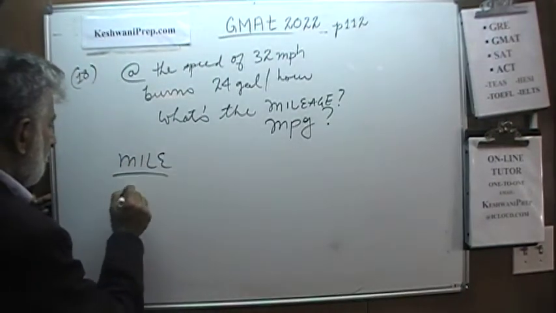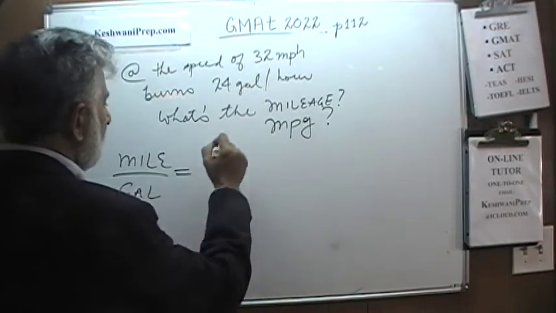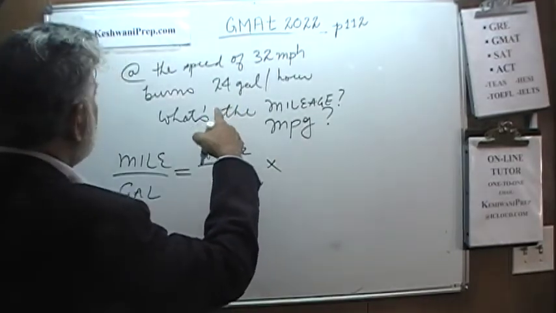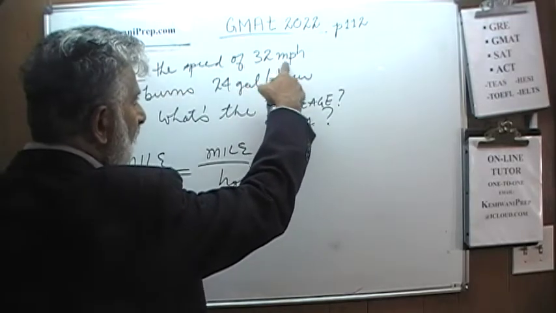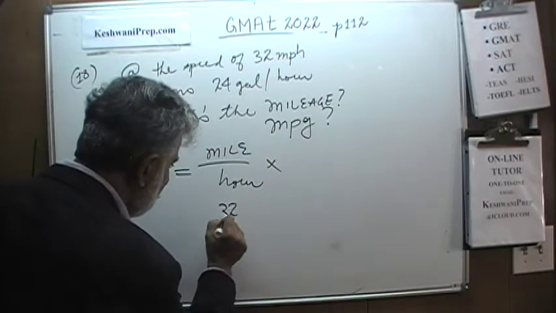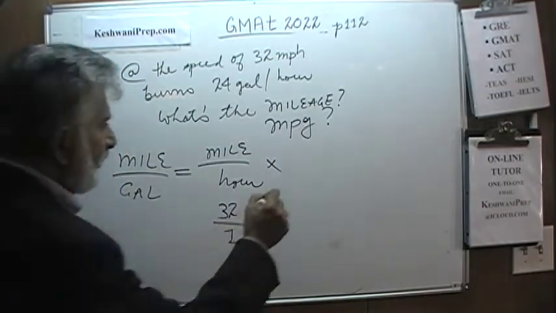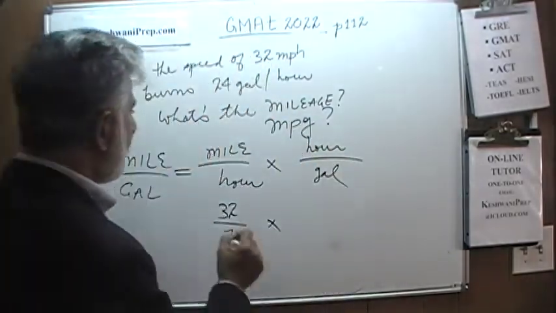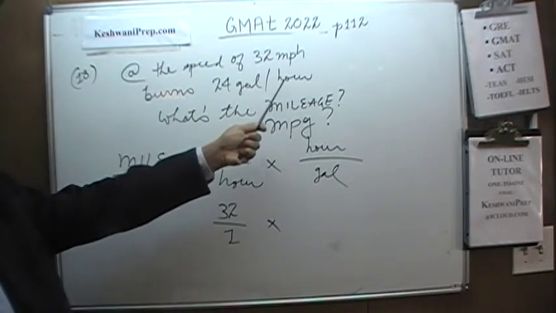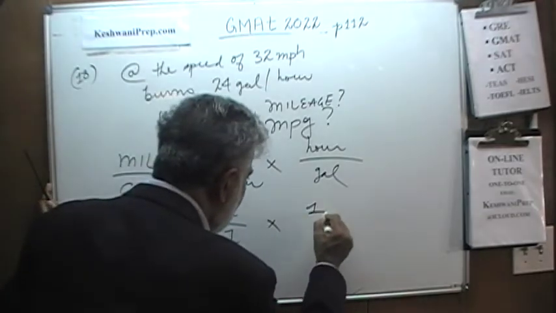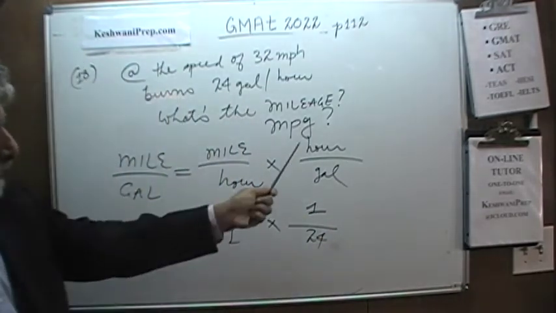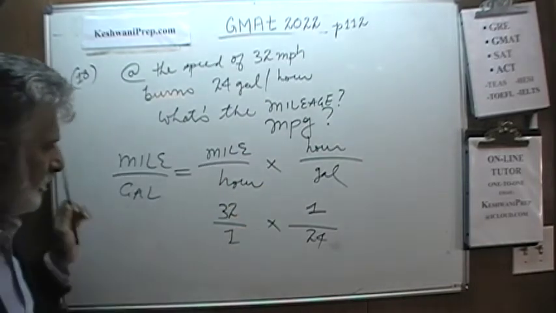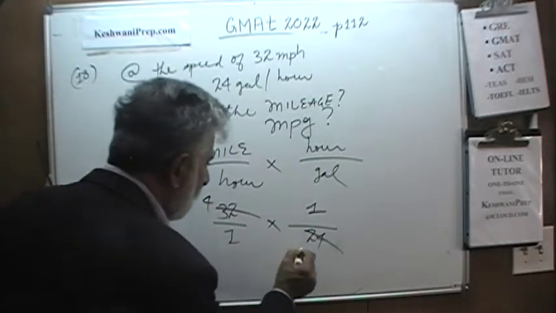Miles per gallon. Well, we have the speed, which is expressed in terms of miles per hour, which is 32 miles per hour. So this is simply 32 per hour times. And now we have to get rid of this hour from the bottom, so let's put the hour on the top, hours and gallons. This is where the tricky part is. So we're burning 24 gallons per hour. So every 1 hour, we're burning 24 gallons. How many gallons are we burning in 1 hour? 24. There you go. Divide top and bottom by 8. That's 4 and 3.